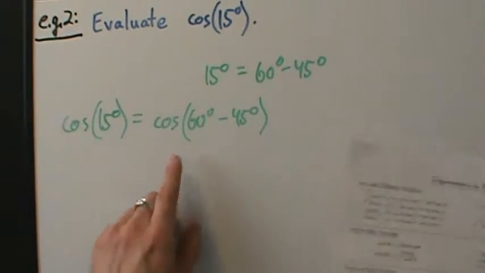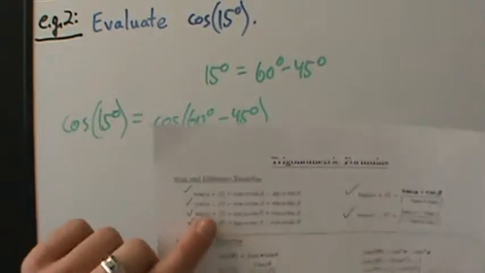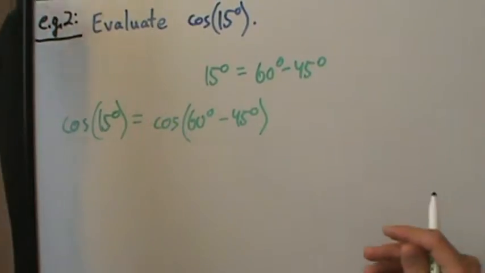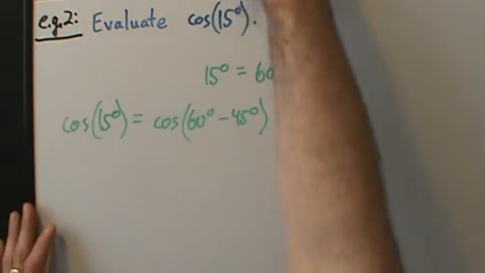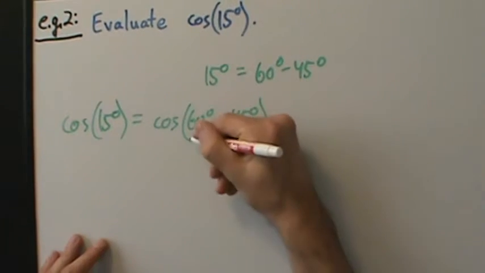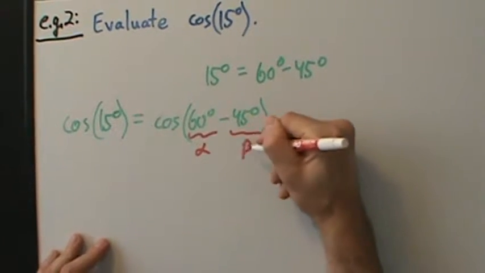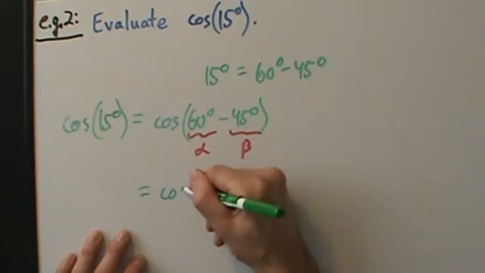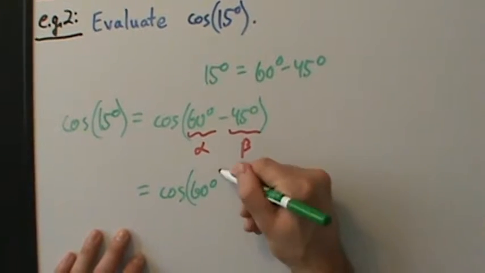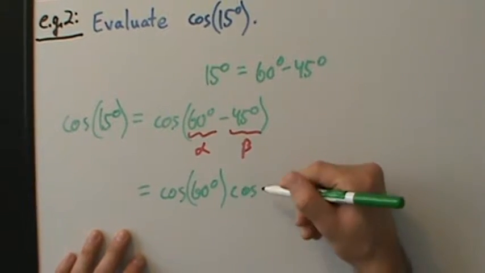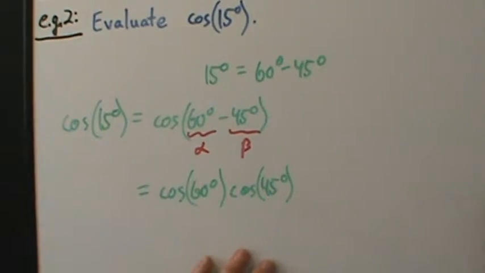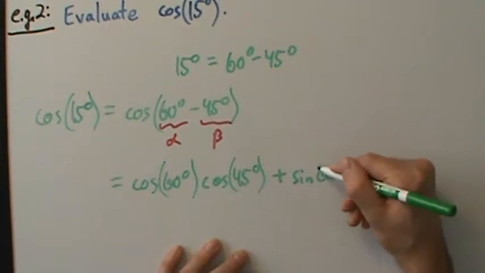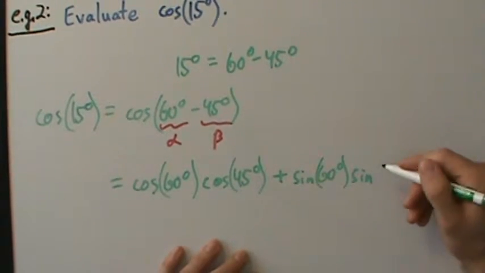So anyway, here's cosine of one angle minus another angle, so we're going to use cosine of alpha minus beta. We're going to use that formula there. So let's go ahead and get rid of that sheet, and here's our alpha, here's our beta. So this is cosine of alpha minus beta, so this is going to be cosine of alpha, which is 60 degrees, times the cosine of beta, and beta is 45 degrees. And then that's going to be plus sine of alpha times the sine of beta.